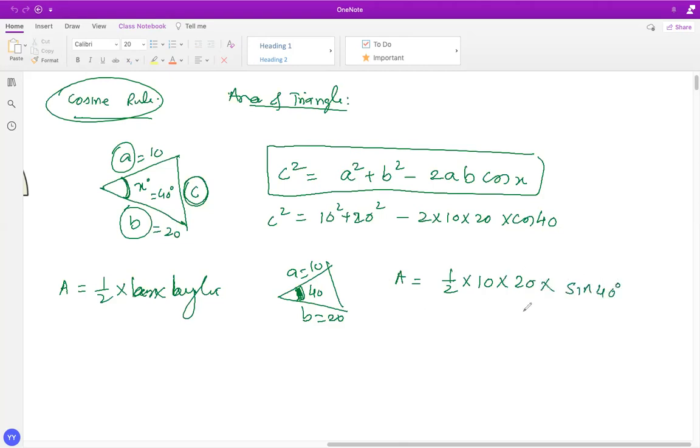So this is a straightforward formula. You can just remember this. It will be half times a times b times sine x, where x is the angle between these two sides. So for two sides a and b with included angle x, the area of this triangle is given by this formula.